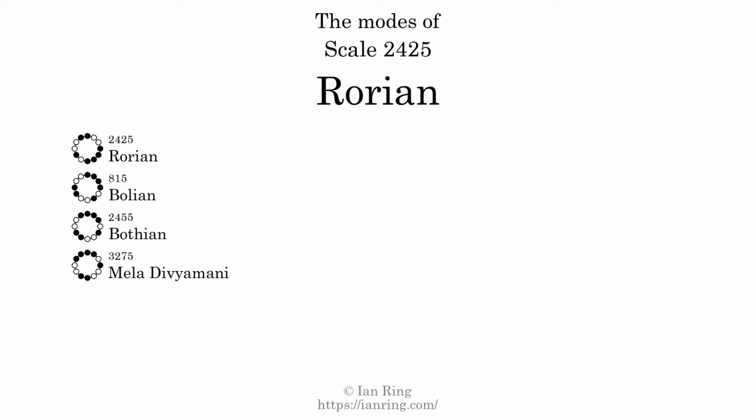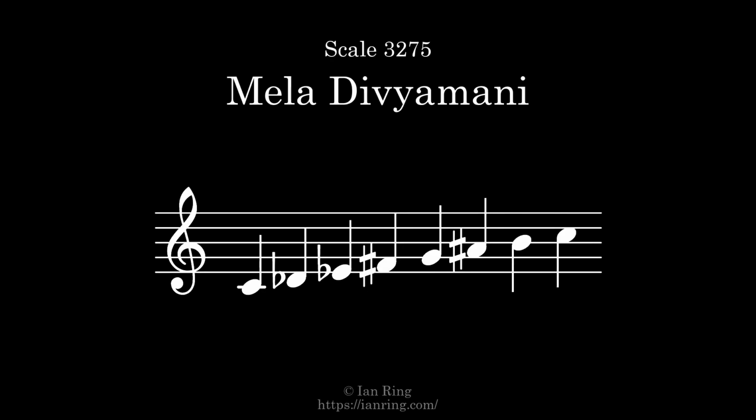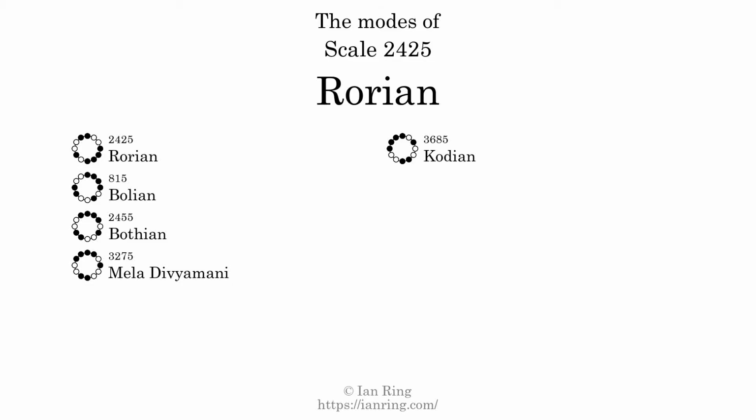The fourth mode is scale 3275, also known as melodiviamine. It sounds like this. The fifth mode is scale 3685, also known as Codian. It sounds like this.